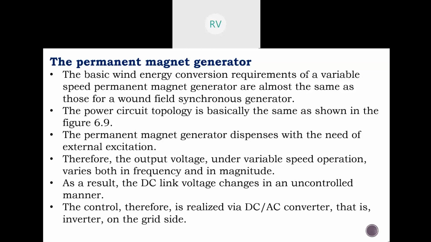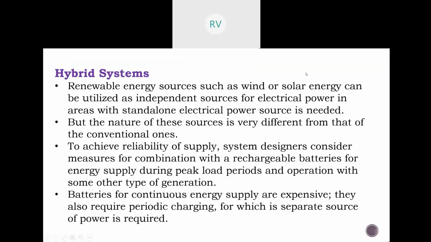So here we have seen different types of machines. Now we will be seeing the next half of the chapter, that is, the hybrid systems. Why are we going for the hybrid systems and what are the advantages of the hybrid systems? Let us see. So, hybrid systems.